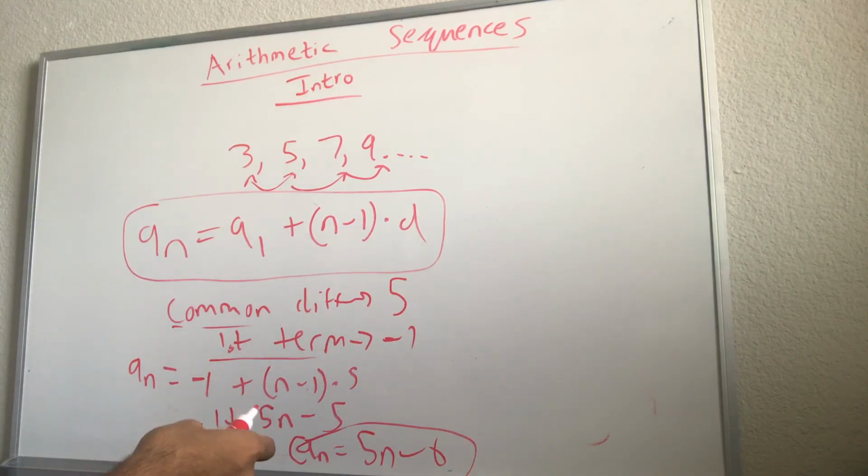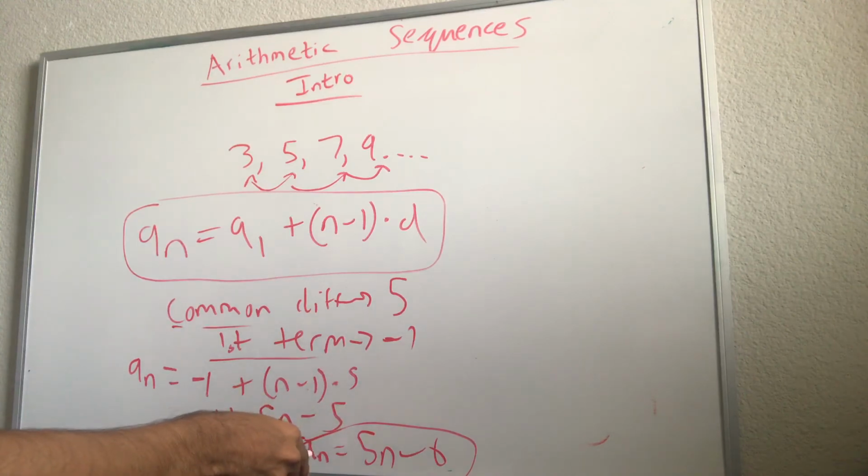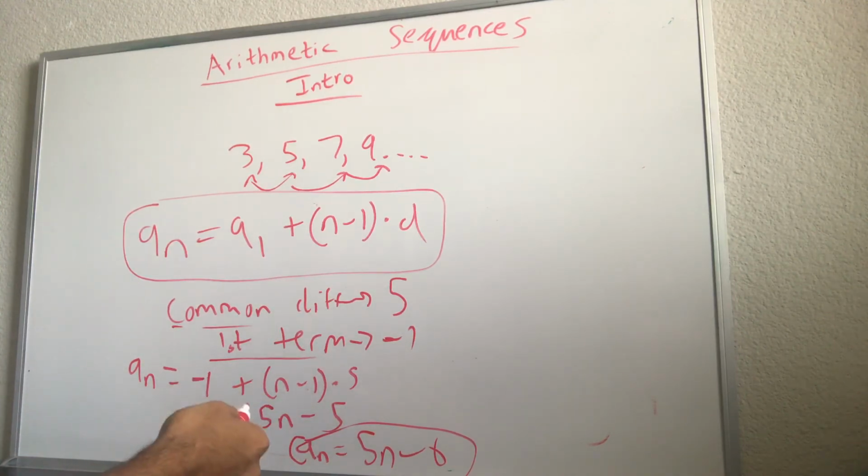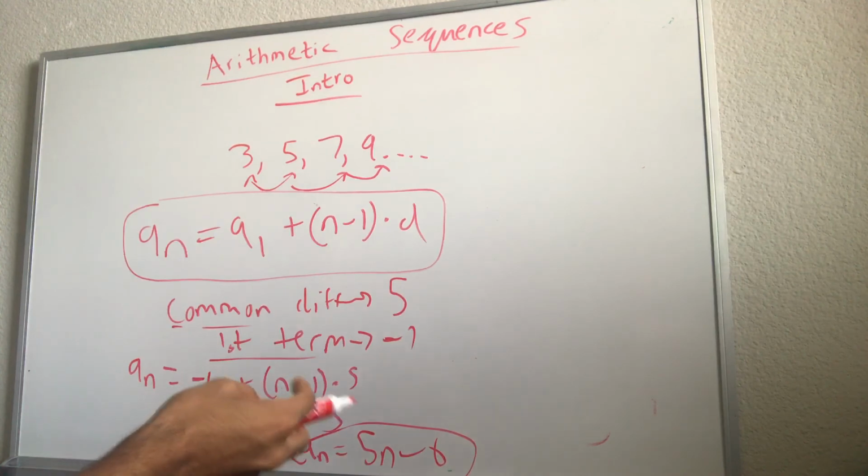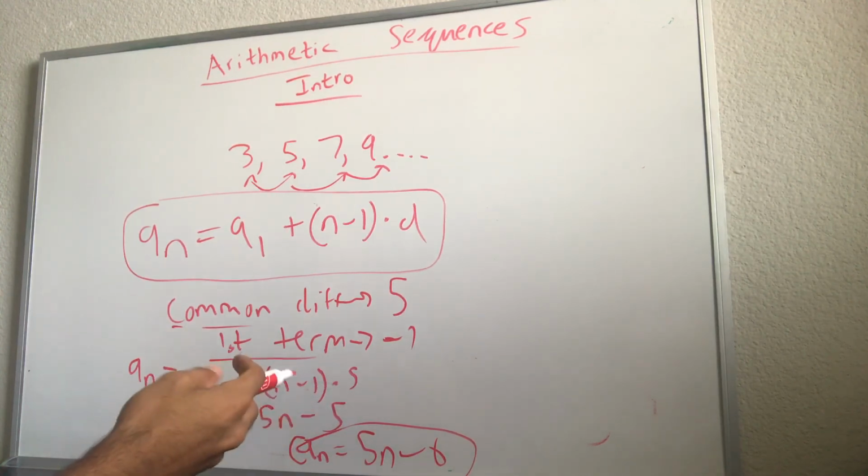So really when you want to find the second term, you would do a_2 is equal to 5 times 2, that's 10, minus 6, which is 4. So your second term here would be 4 in this case. And really you can find any nth term that you want for this sequence here.